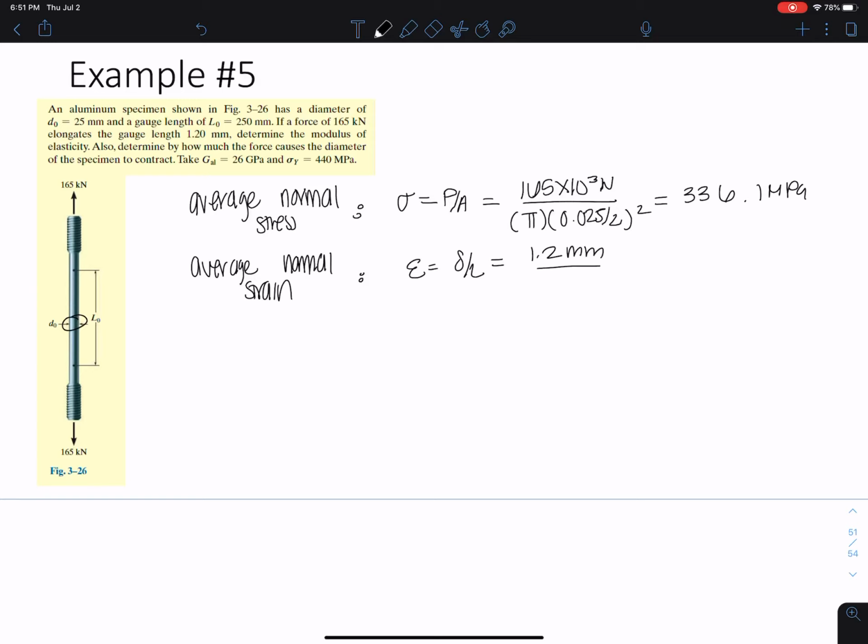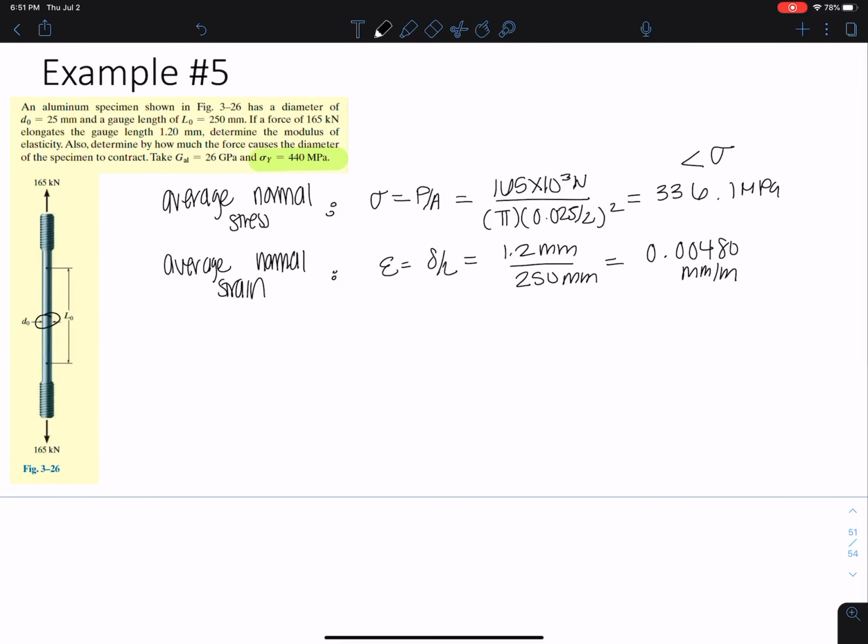And we can also get the average normal strain. It's telling us the elongation was 1.2, and the initial length was 250. So we get 0.00480 millimeters per millimeter. Okay, now we know sigma y is 440, and this stress is less than sigma y, right? So we know that this is elastic behavior, okay? And we can get the E of aluminum now by Hooke's law.